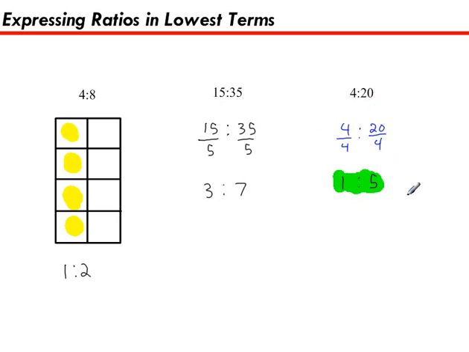Four out of 20 expressed in lowest terms is 1 out of 5, or 1/5. And we divided both numbers by 4. That's the largest number that divides evenly into both 4 and 20.